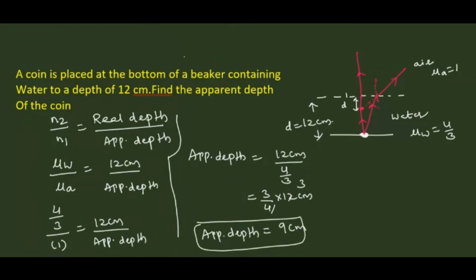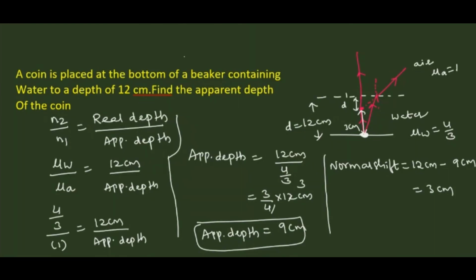Then we can calculate normal shift also. How much is the normal shift? How much does the coin appear to be raised? Actually it is 12 centimeter. For us it appears 9 centimeter. So the coin is raised. This is the raising of the coin. The coin is raised 3 centimeters. So the normal shift is 3 centimeters. Any doubts? No, sir.